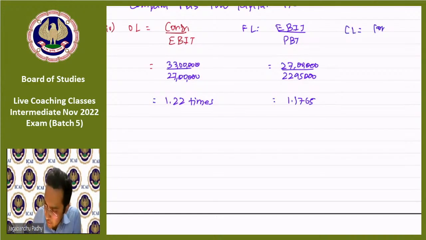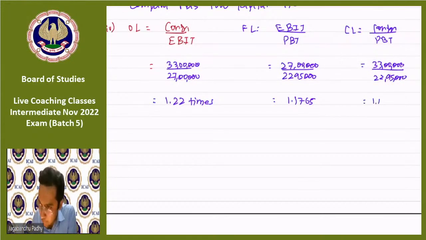Combined leverage is contribution upon profit before tax, which is 33 lakh upon 22 lakh 95,000, which is 1.437. That's the combined leverage.